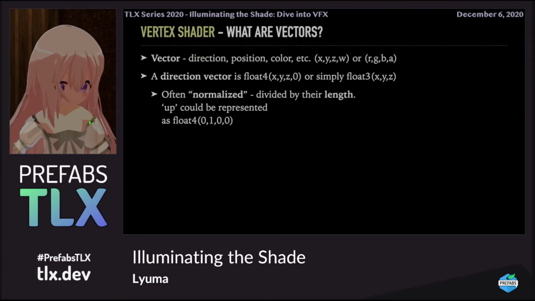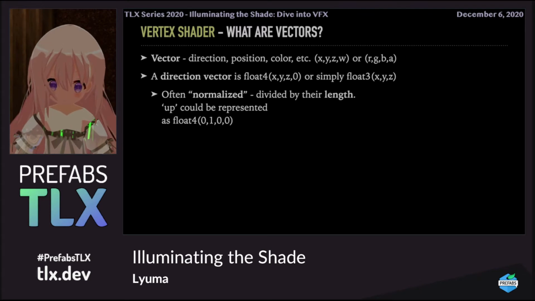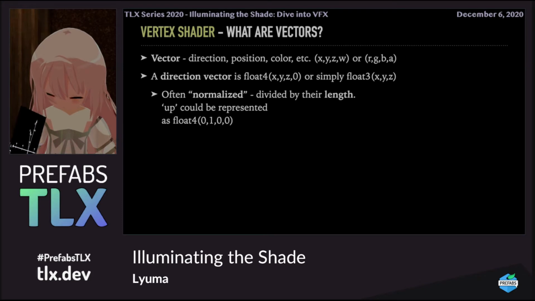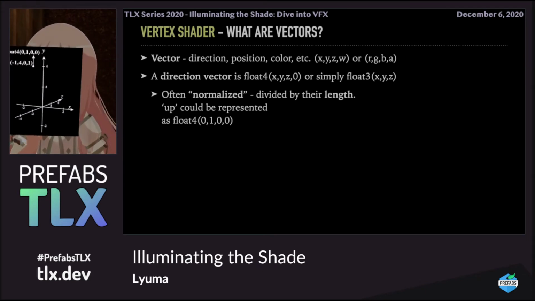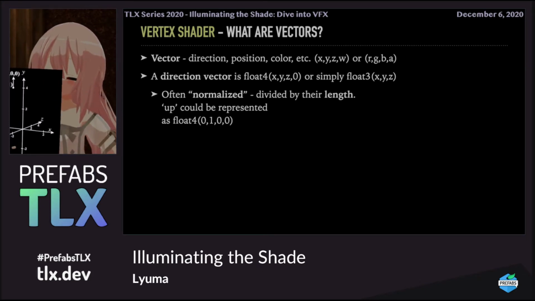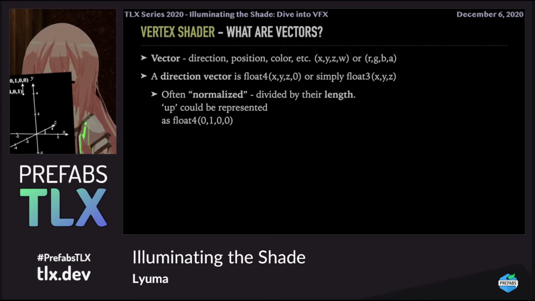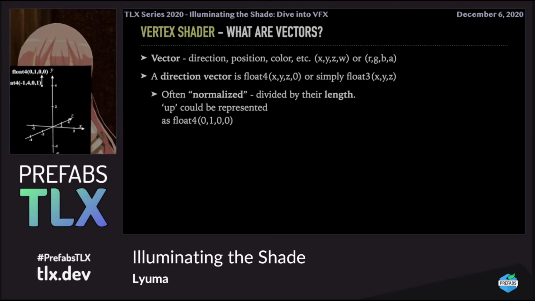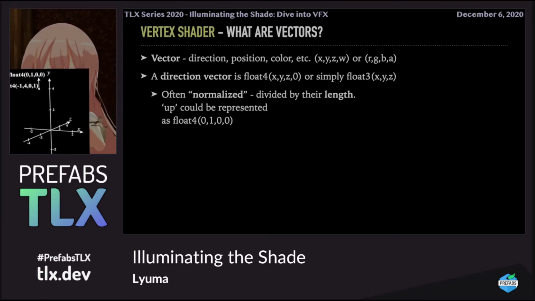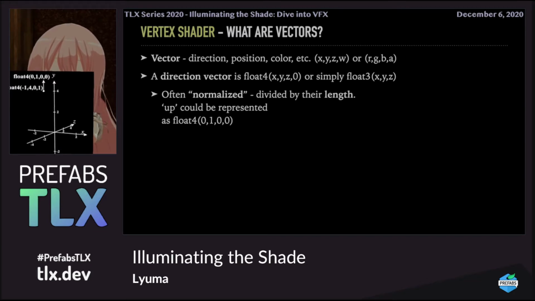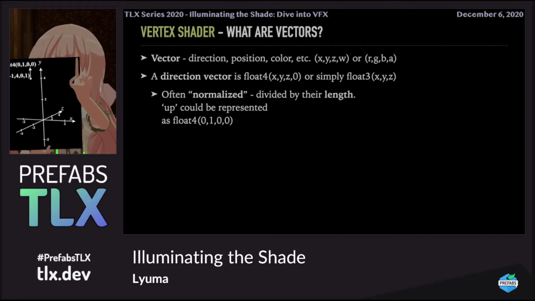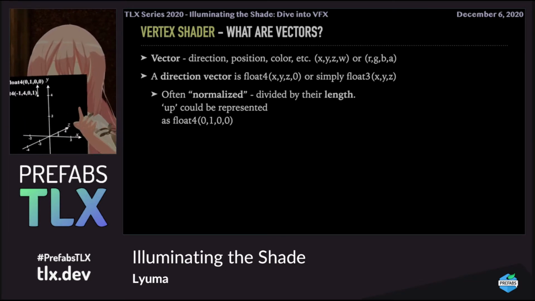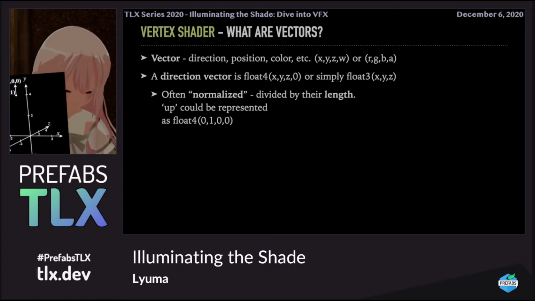Well, let's start with vectors. So what is a vector? Vectors are directions. A direction would be basically the way something is facing. In this case, a direction vector on this image is this arrow pointing up. Let's say in this case, up would be represented as float4 of 0, 1, 0, 0. So let me explain what that means.